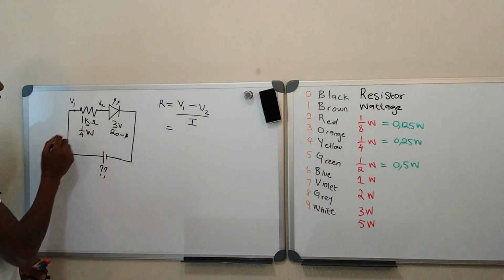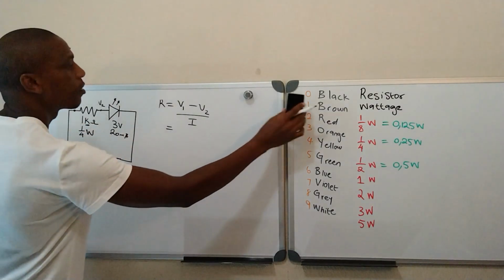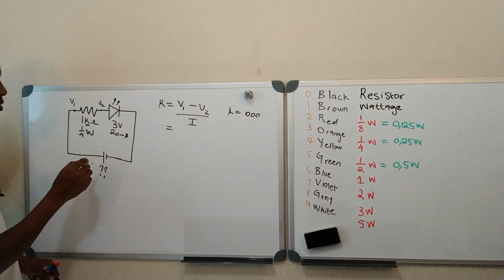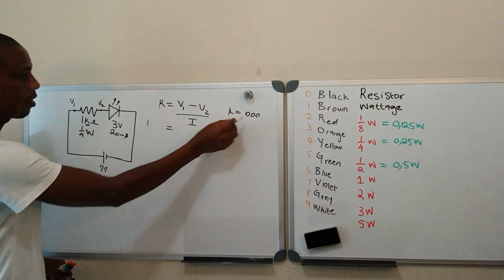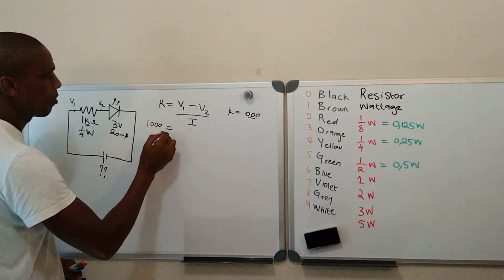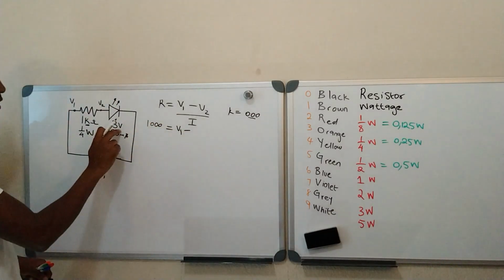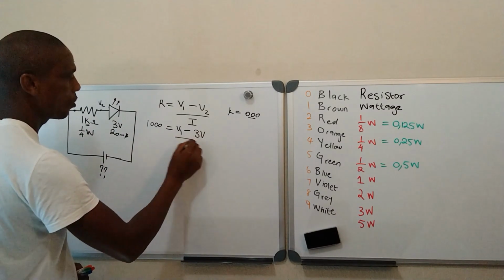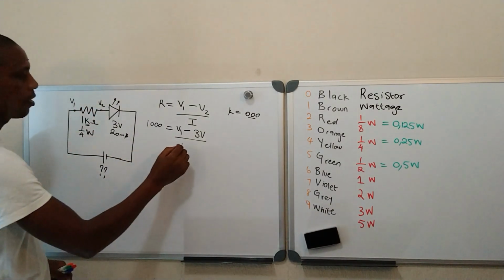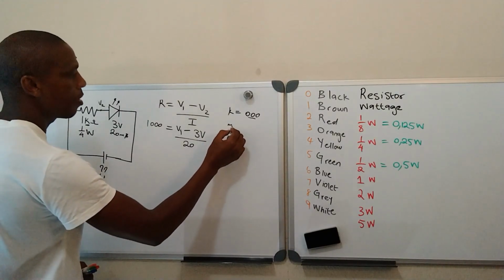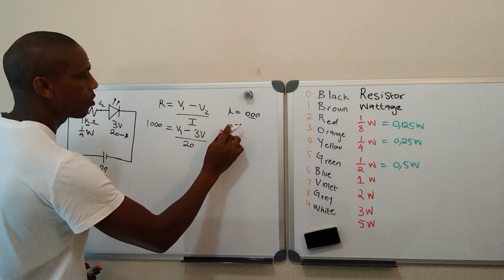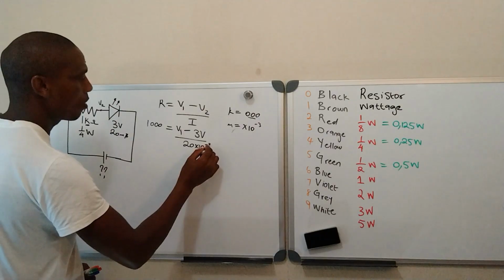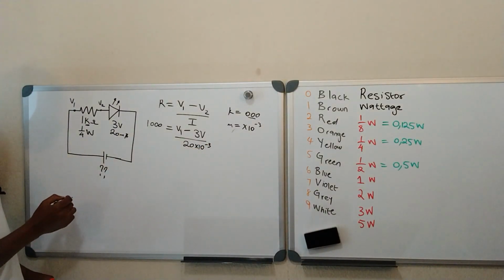You know that K is equal to 3 zeros. So we have a 1 and 3 zeros. Then V1 minus the voltage at V2 is equal to this voltage, which is 3 volts, the voltage you are looking for. And the current is 20. The small m is equal to times 10 to the power minus 3. So we say times 10 to the power minus 3. Does it make sense?